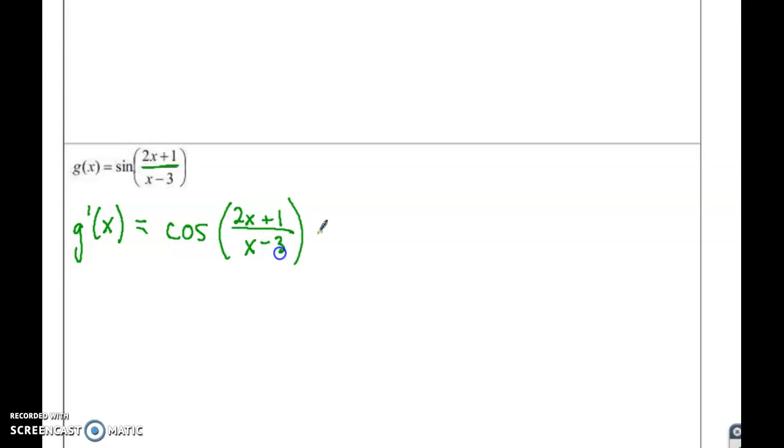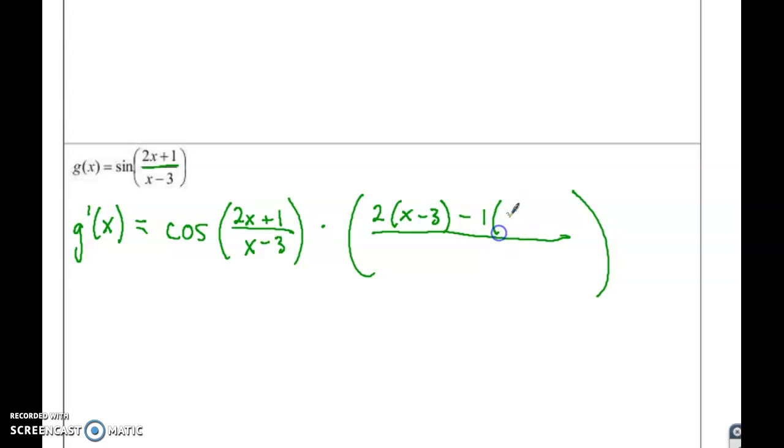But then you need to multiply by the derivative of the inside, and that is your chain rule, where you do the derivative of the top, leave the bottom alone, minus the derivative of the bottom, leave the top alone, all over the denominator squared.